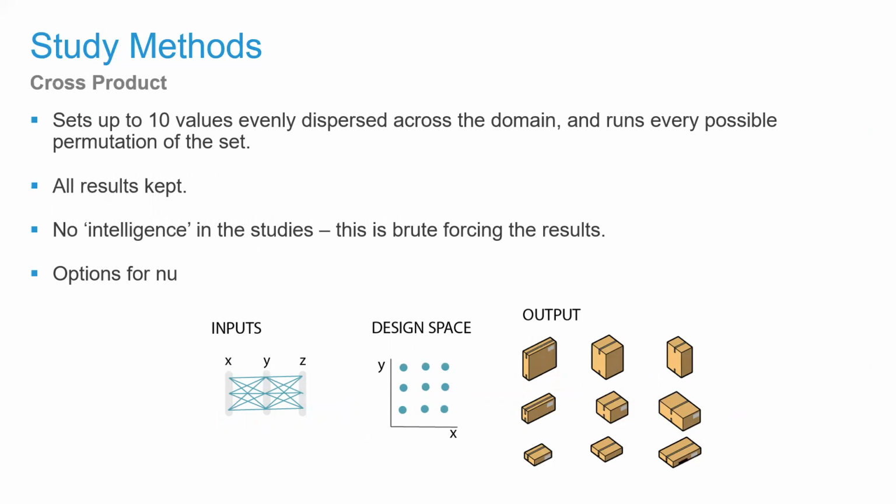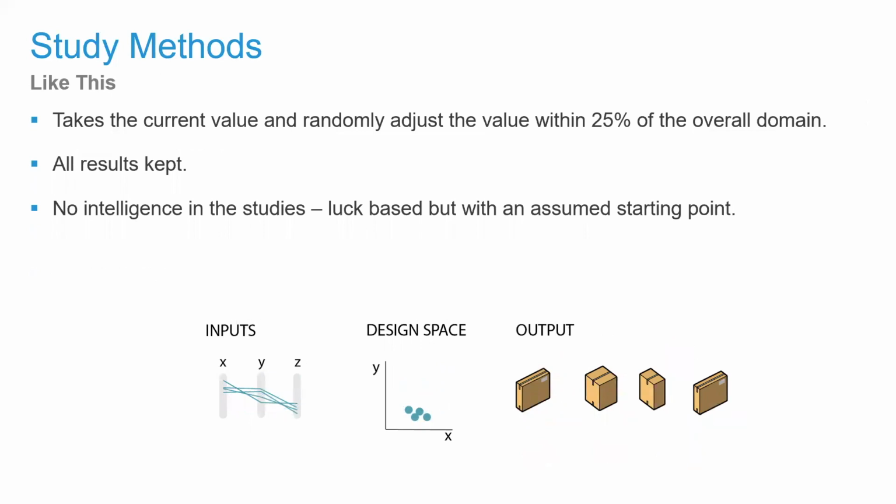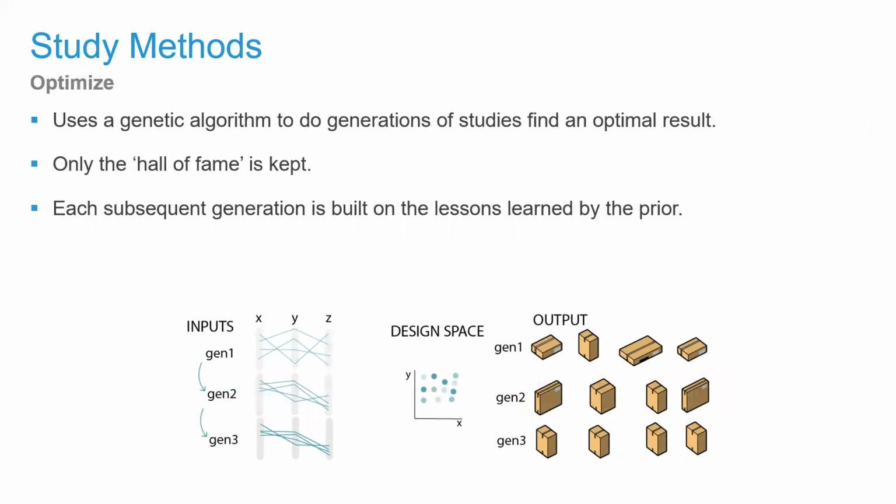All results, again, are kept. There is no intelligence in the studies. This is sort of brute forcing: show me everything. And then there's Like This, which is kind of like randomize, only we're taking sides off the dice. Instead of rolling a 20-sided die, we're going to limit the results to 25% of the overall domain. So if 5 was the right number on that 1 to 5, it's going to go to 7 and 3, let's say. Again, no studies, luck-based, but with more of an assumed result.